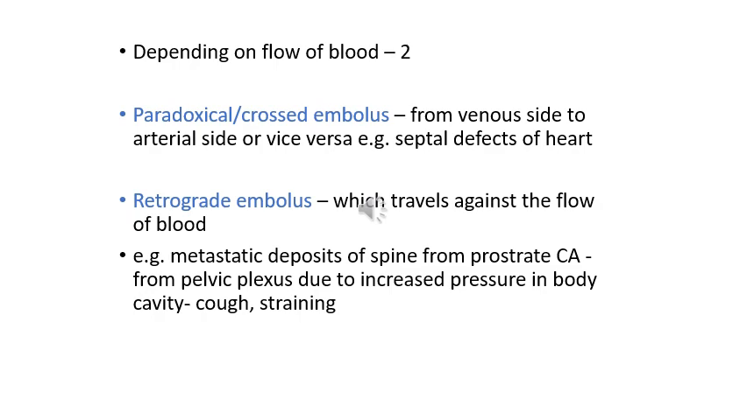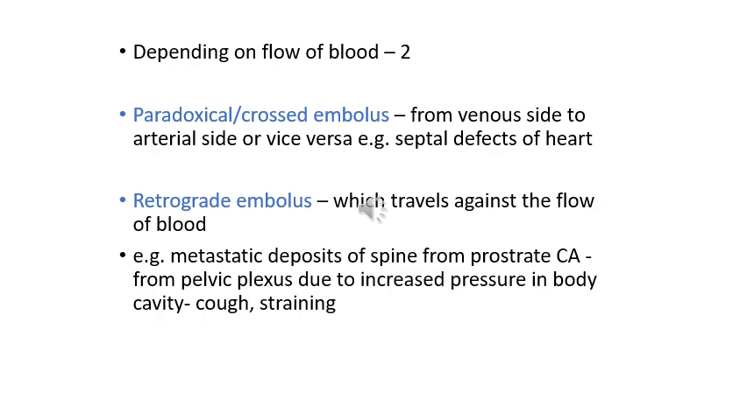For example, in septal defects of the heart, due to the septal defect, the venous and arterial blood gets mixed, and an embolus can shift from the venous to the arterial side. That is crossed embolus. And retrograde embolus travels against the flow of the blood.